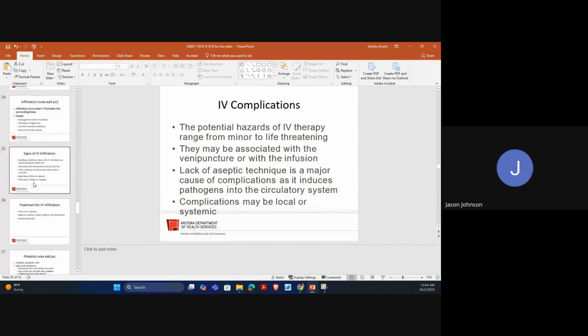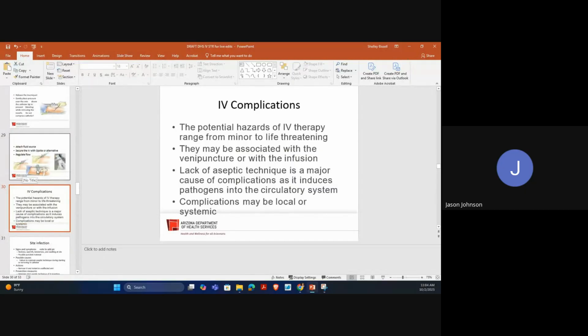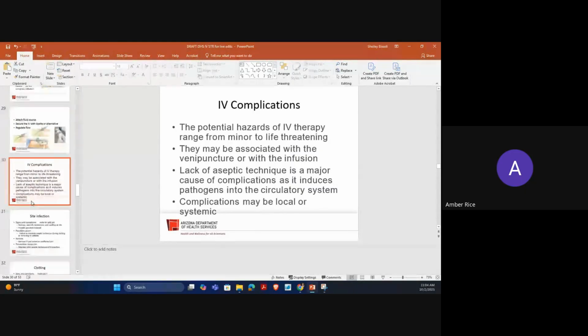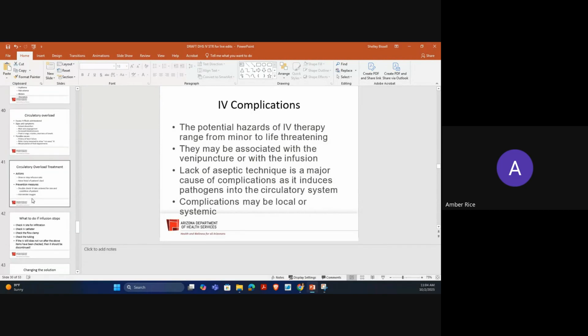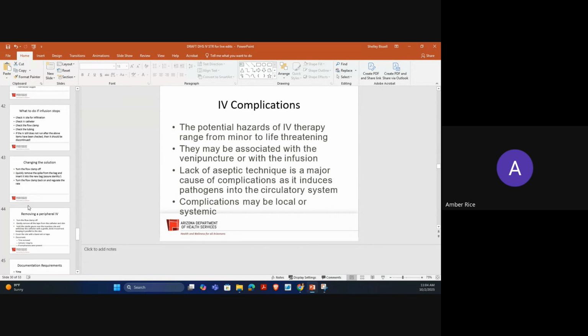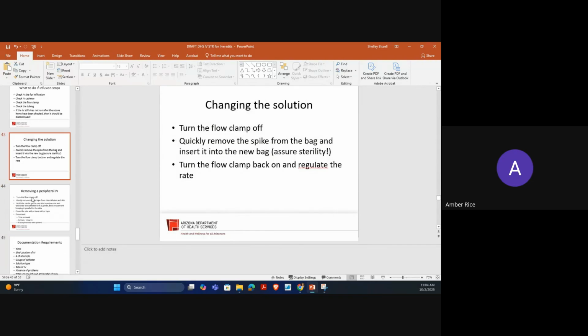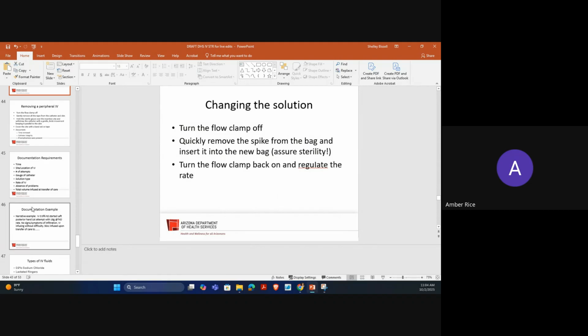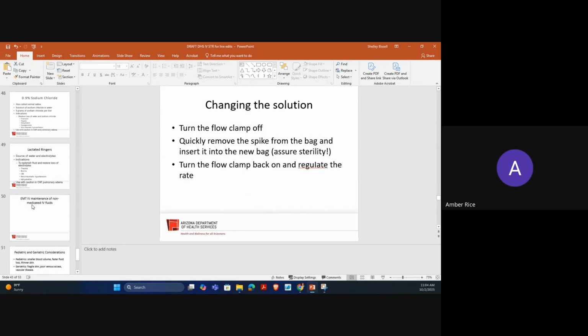I would say after, because it looks like this right here is complications of the actual insertion versus running an infusion. Yeah, I agree. Okay, so maybe go down more. Extravasation, circulatory overload. So maybe here, above changing the solution. Oh no, wait, keep going down. Removing IV, documentation, types of fluids. Yeah, maybe it is just at the bottom that we start the section for initiation and maintenance of fluids or something like that.